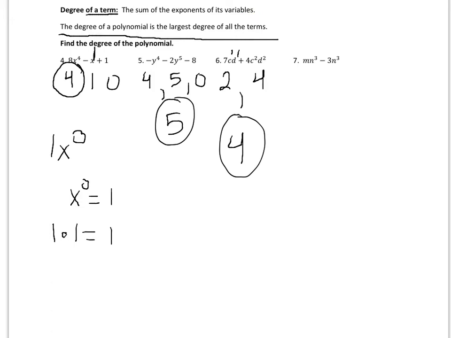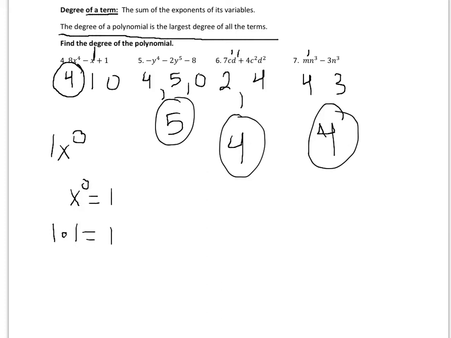So take a look at number 7. Press pause. Try to do this one on your own. So hopefully you did. And let's see. If I said the first, 1 plus 3 is 4. The only thing there is n, so 3. So what's the degree of this one? 4. Okay?